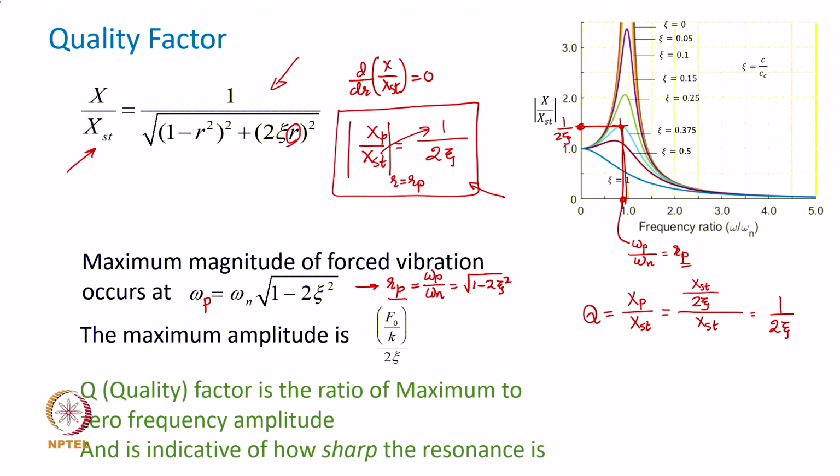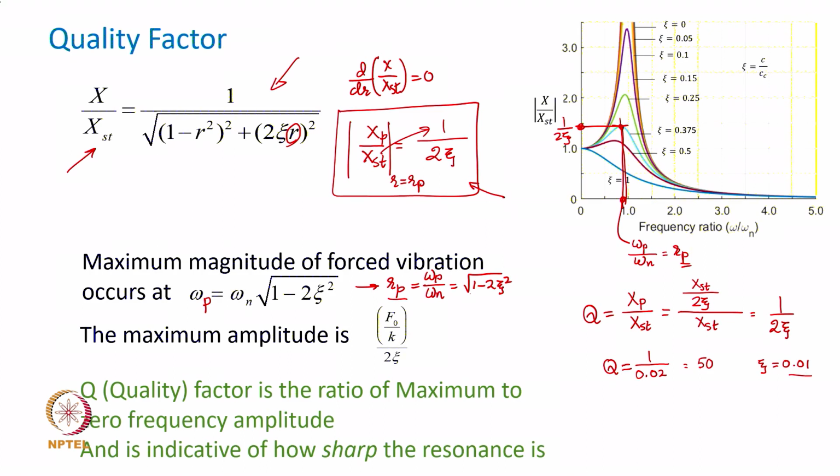So, the smaller the damping ratio, the sharper the response, because the denominator becomes smaller and smaller, and that makes this ratio bigger for a very low level of damping. Just to give you an idea about this quality factor, if I take zeta equal to, let us say, 0.01, then you have 1 upon 0.02, which gives you a value of 50. Quality factor is 50 for a damping ratio of 0.01.